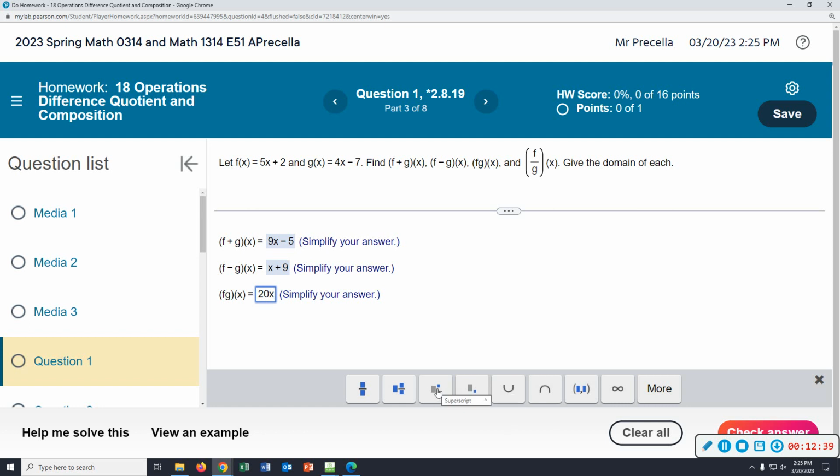Y'all see which button I'm using? There's a little blue dot there, a gray box, and the blue dot. Most people are savvy enough to figure that out. Then get out of the exponent by tabbing or using a right arrow, minus 27x minus 14.